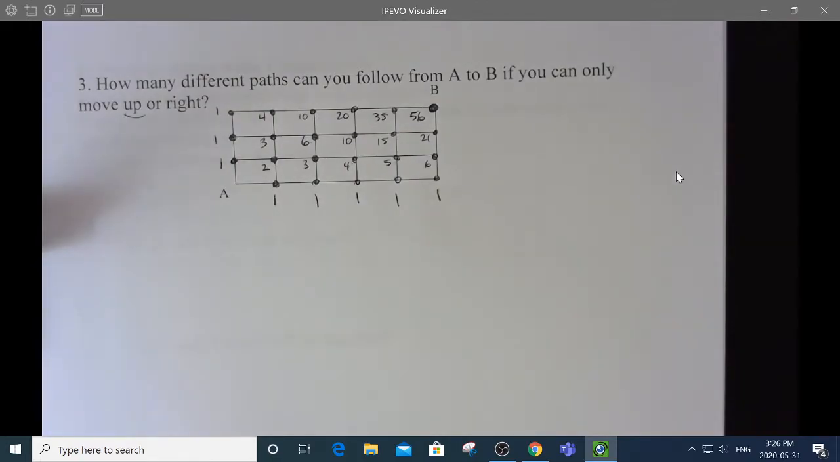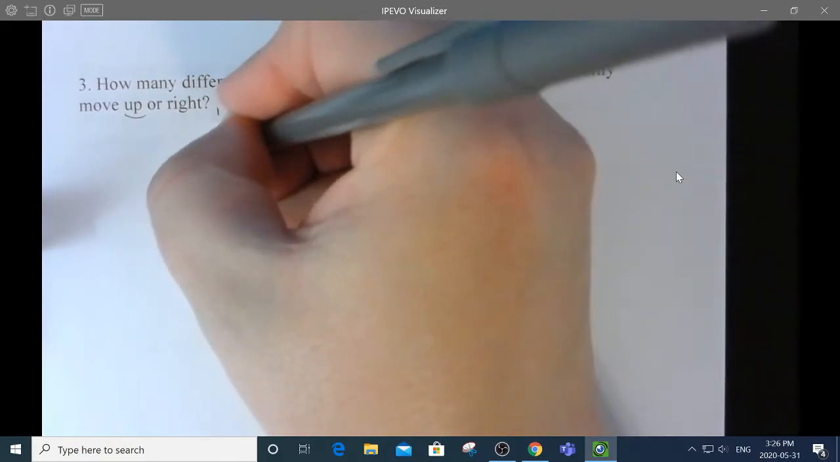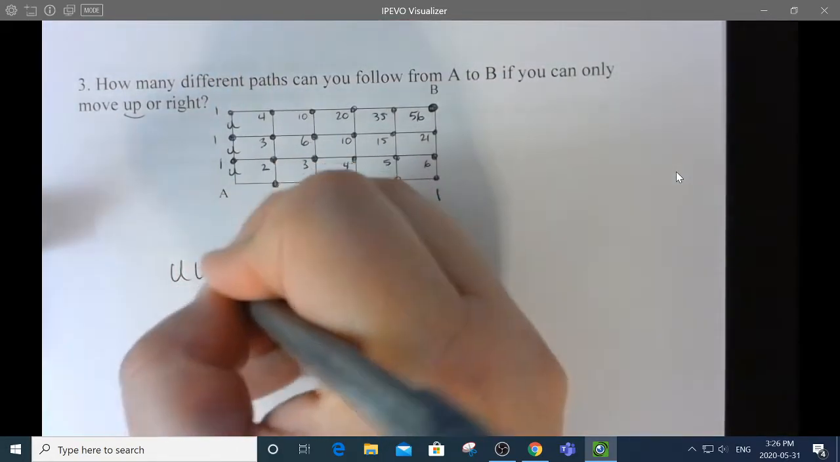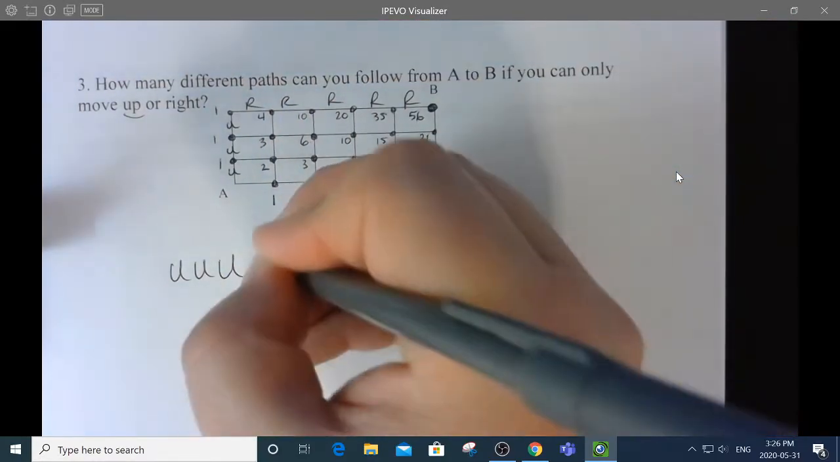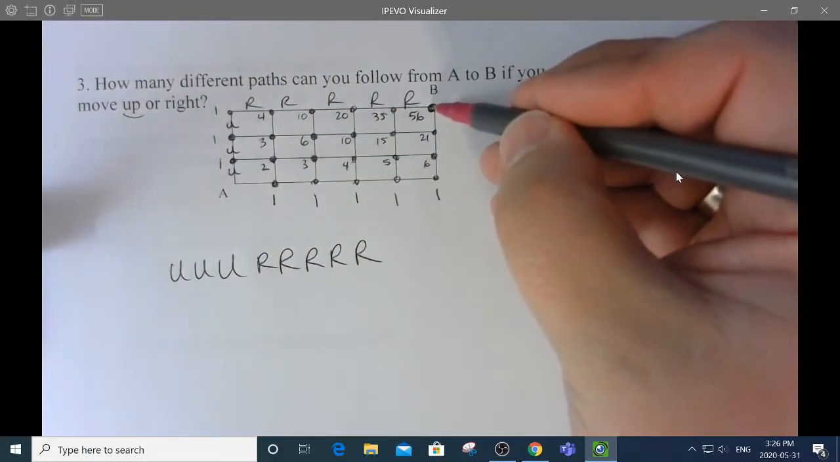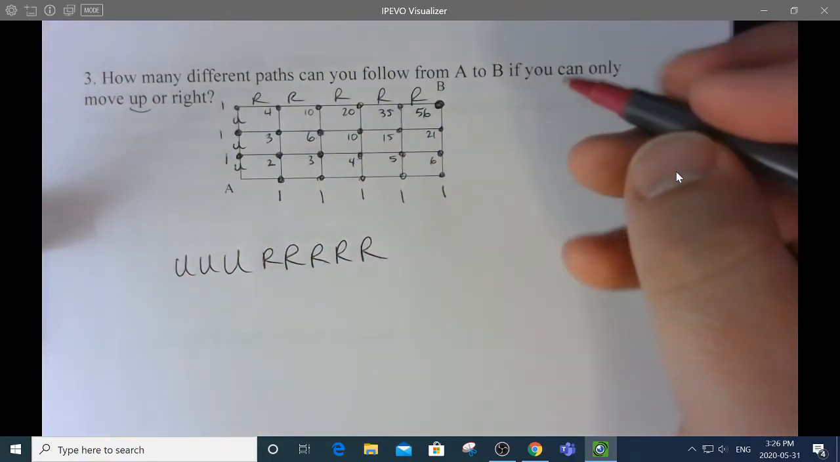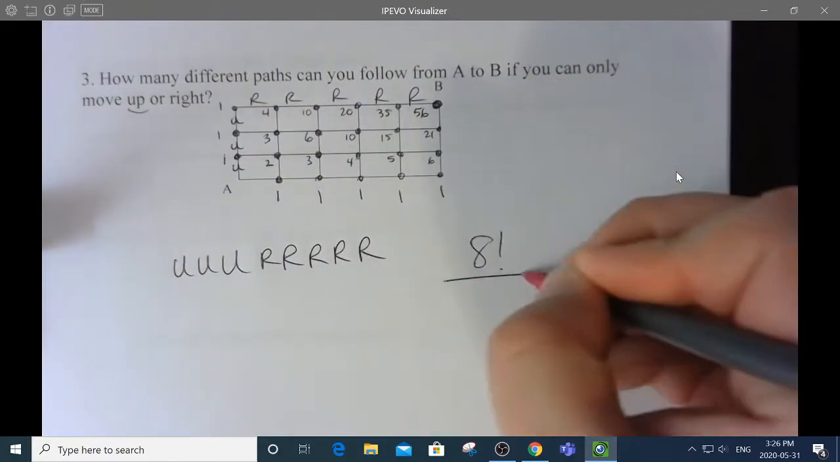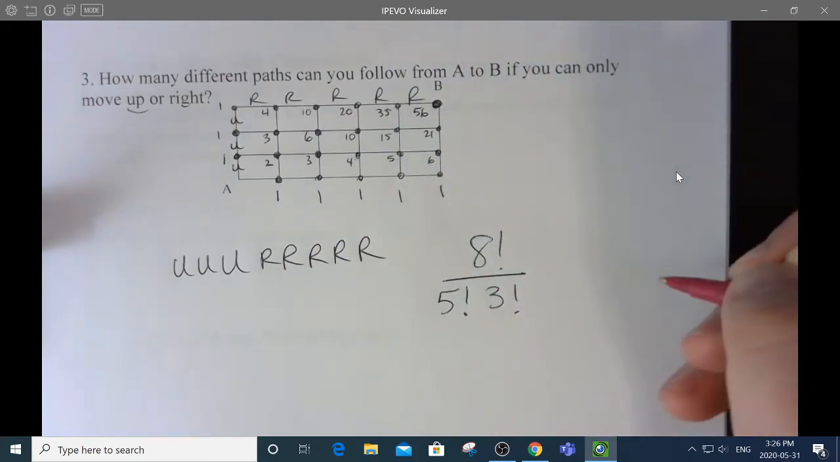Thank goodness this wasn't a much bigger problem and a much bigger array of corners. Would you like to see the shortcut? Notice that no matter how I get to this corner, I had to go up 3 times, and I had to go right 1, 2, 3, 4, 5 times. Every single one of the 56 paths that make it to there have 3 ups and 5 rights. So there's 8 moves altogether. There are 5 rights and 3 ups.